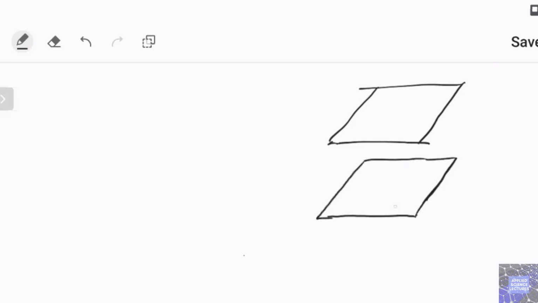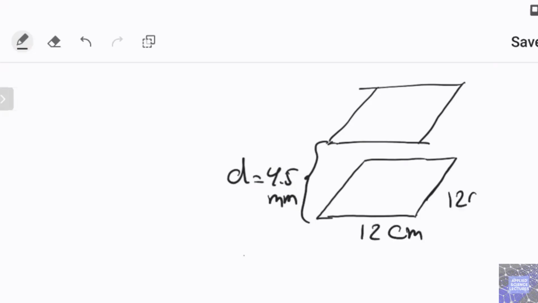square electrode. Both electrodes are square shape. The distance D equals 4.5 millimeter. The edge is 12 centimeter. This is 12 centimeter.